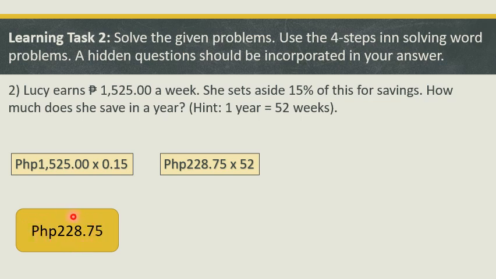So, may malaki siyang iniipon. Ano? So, magkano daw yan kung sa loob ng isang taon? Ito yung linggo-linggo siya naghuhulog ng ganito. So, i-multiply natin yung 228 and 75 centavos sa 52. And ang makukuha natin is 11,895 pesos. So, yan. Kung naghuhulog ka pala ng kada linggo ng 228 pesos and 75 centavos, makakuha ka sa loob ng isang taon ng 11,895 pesos. So, malaki-laki din.